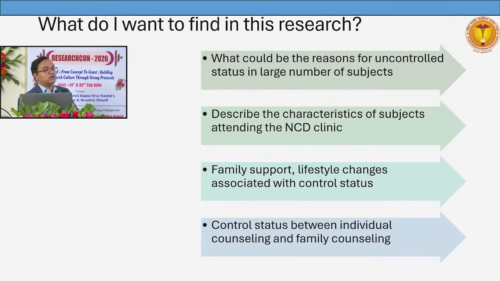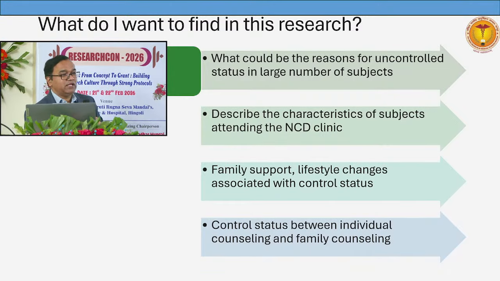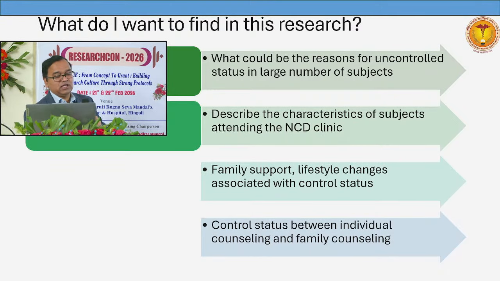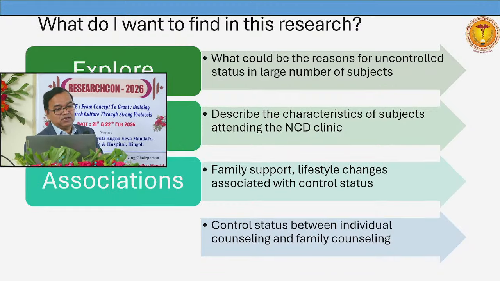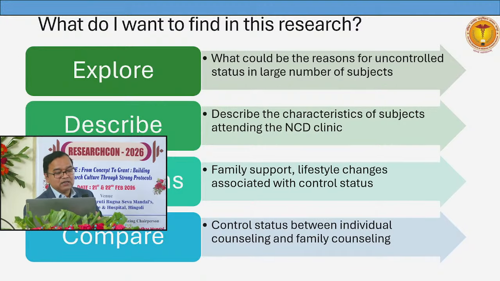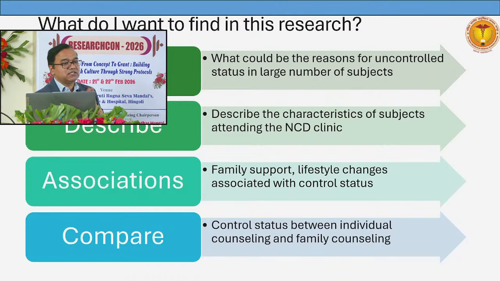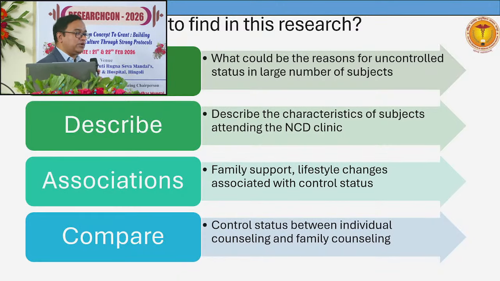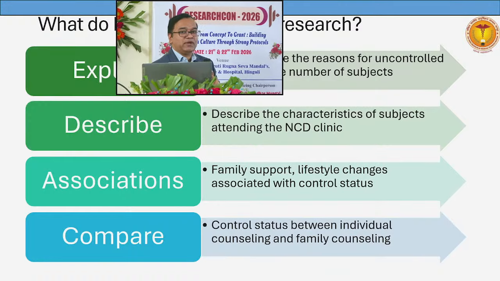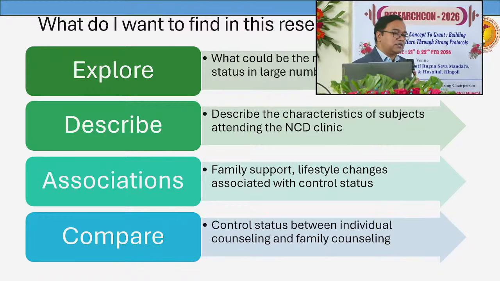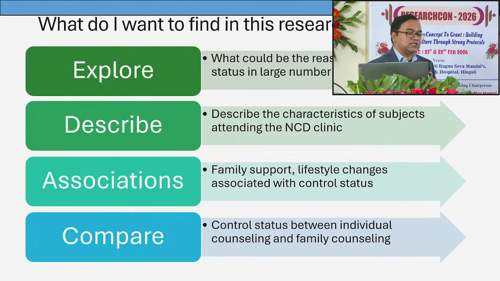So once you are done with this, what do I want to find out? We often first explore, then we describe. These are the different types of research which we can do. We can just explore something, we can just describe something, we can find out association between two things, or we can make a comparison between two events. Comparison between two events: RCTs, case control study, cohort study, these are all comparisons. Only the context matters.